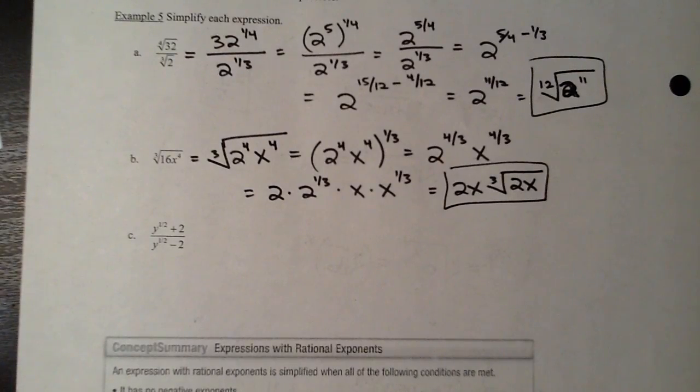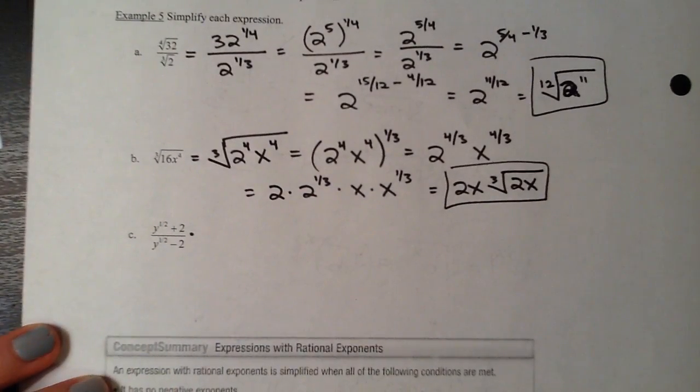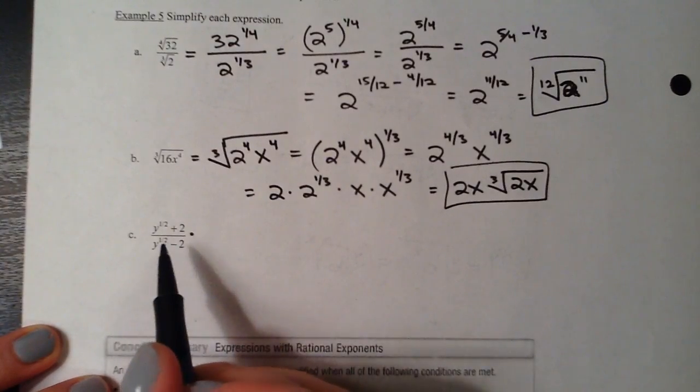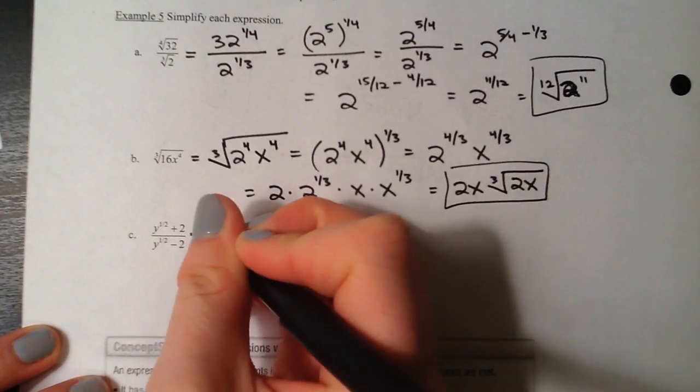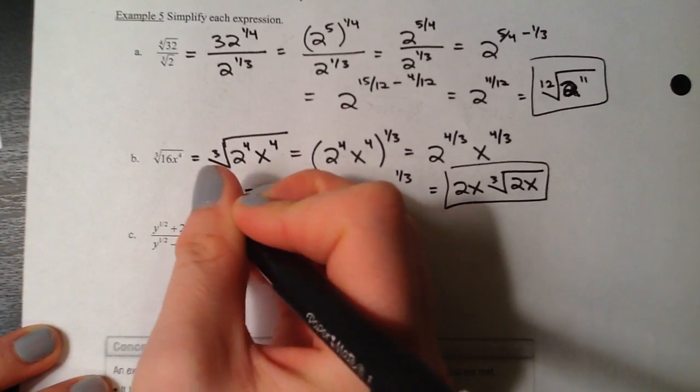Okay, last one here, I have a y to the 1/2 in the denominator. I'm not allowed to have that 1/2 in the denominator, and so I'm going to rationalize it. And I'm going to rationalize it using the conjugate, just like we did in the notes with the last section. So the conjugate of y to the 1/2 minus 2 is y to the 1/2 plus 2. So I do that top and bottom.